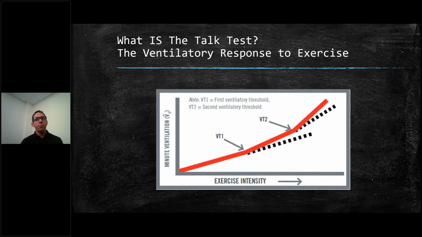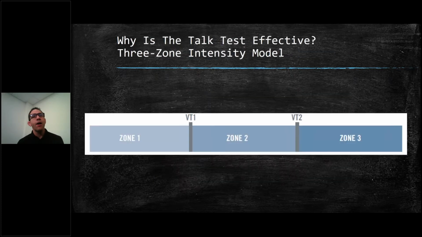So now, just to really put this together, let's look at how this relates to intensity. The question is, why is the talk test effective? And really what we talked about was this 3-zone intensity training model, where we looked at using the ventilatory thresholds as a way to determine how intense someone is exercising. For zone 1, this would be considered low to moderate exercise, and it reflects heart rates below VT1, and someone could talk comfortably.